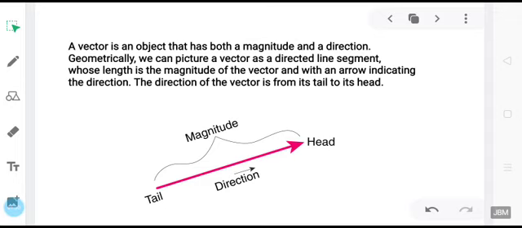In writing, a vector can be represented by a single letter with an arrowhead on it. For example, vector A can be written as this. Suppose force, which is a vector quantity, if I want to represent it in vector notation, then it will be written like this.